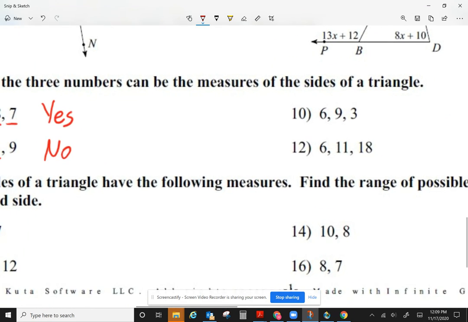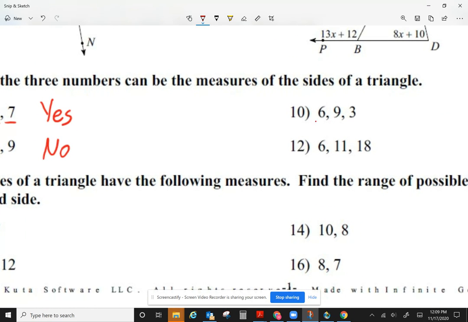Let's take a look at question number 10. The two small numbers here are 6 and 3. Is 6 plus 3 more than 9? No. 6 plus 3 is equal to 9. But I was asking, is it more than 9? No.